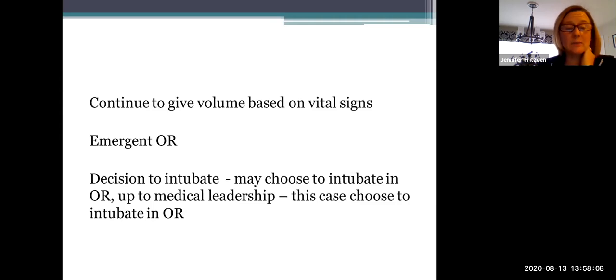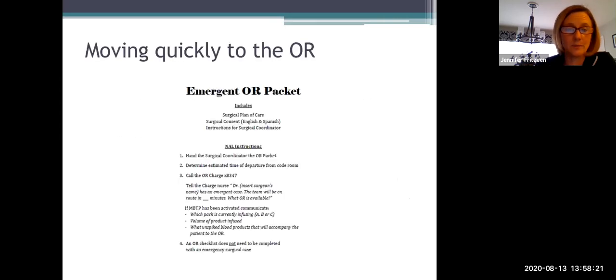Now, the decision to intubate: if they decide emergently to go to the OR and she's not intubated yet, they may choose to intubate in the code room, or they may choose to go up to the OR and intubate up there. And that's something that anesthesia will talk to the surgeons about and make that decision.